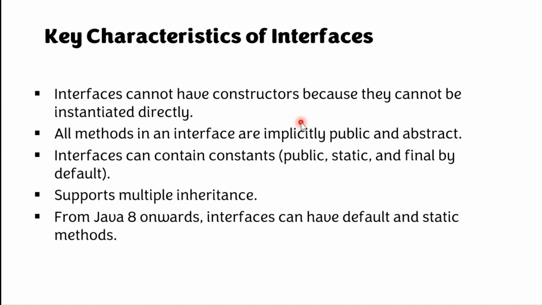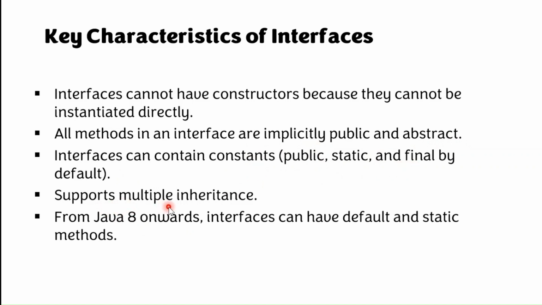Key characteristics of interfaces. Interfaces can't have constructors because they can't be instantiated directly. We can't create an object of an interface. All methods in the interface are implicitly public and abstract. We don't use these keywords for defining the methods in the interface. They are implicitly public and abstract. The interface can contain constants. They are by default public, static, and final.